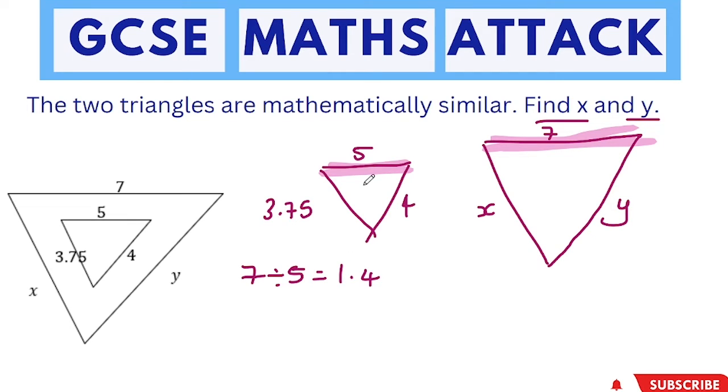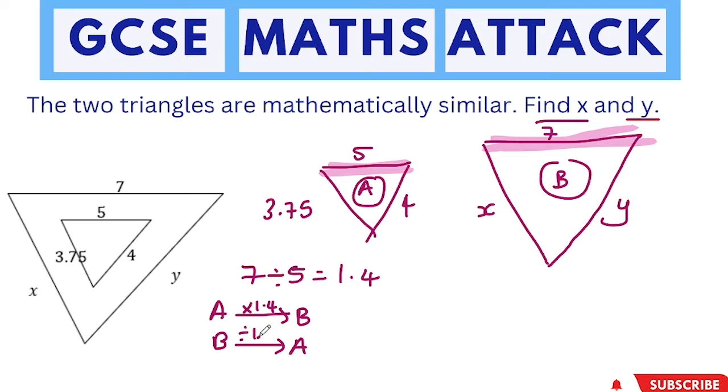Now I'm going to call this shape A, and I'm going to call this shape B. Now, in order for me to go from shape A to shape B, I need to times by 1.4. And if I want to go backwards, B to A, I'm going to divide by 1.4. Okay, so those are my scale factors. I'm just going to quickly highlight that because I will be looking at this again.